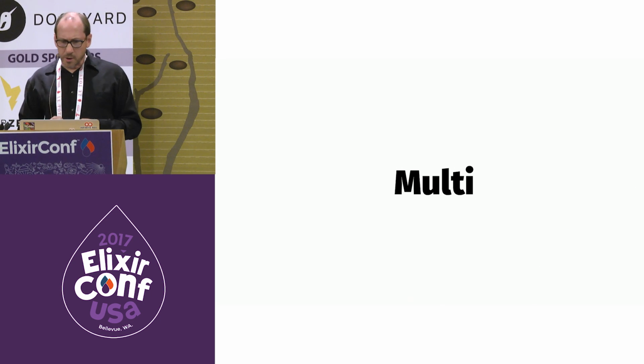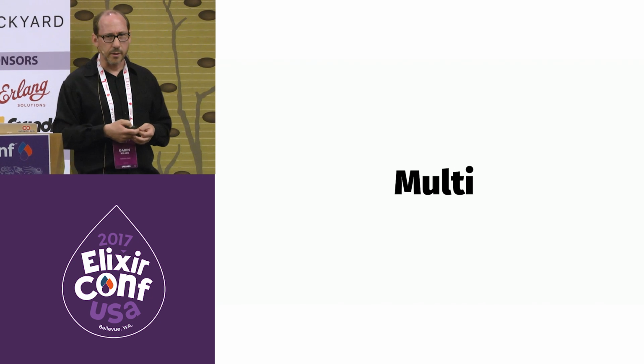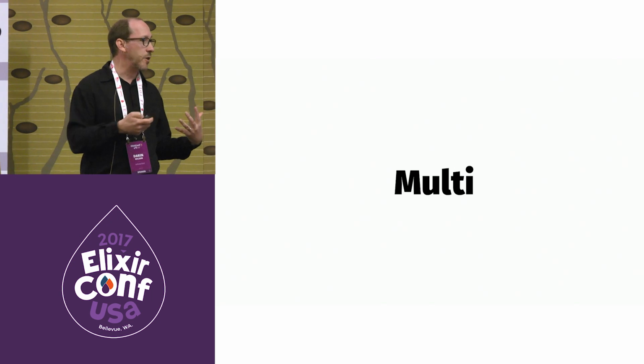So the last data structure I want to talk about is multi. This is kind of a new one. I think it came in Ecto 2. And this is for when you need to do more than one operation at the same time.